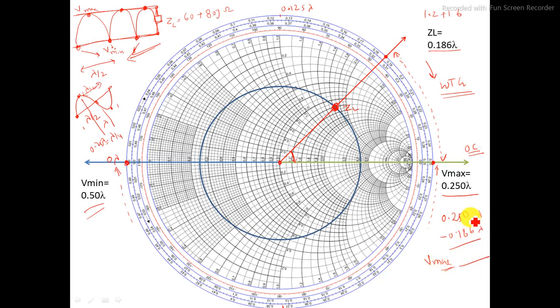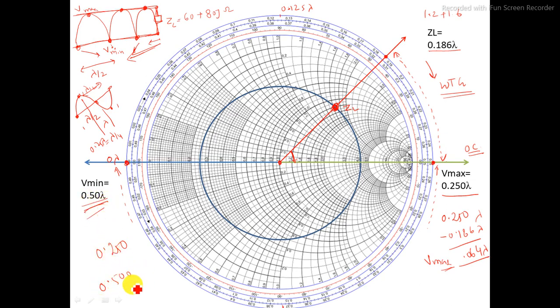I hope it is clear. So you can have it here: 0.064 lambda is the length from the load to the first maxima, this point. And then V minima. Between V maxima and V minima the distance is lambda by 4. From here to here is 0.250 lambda.